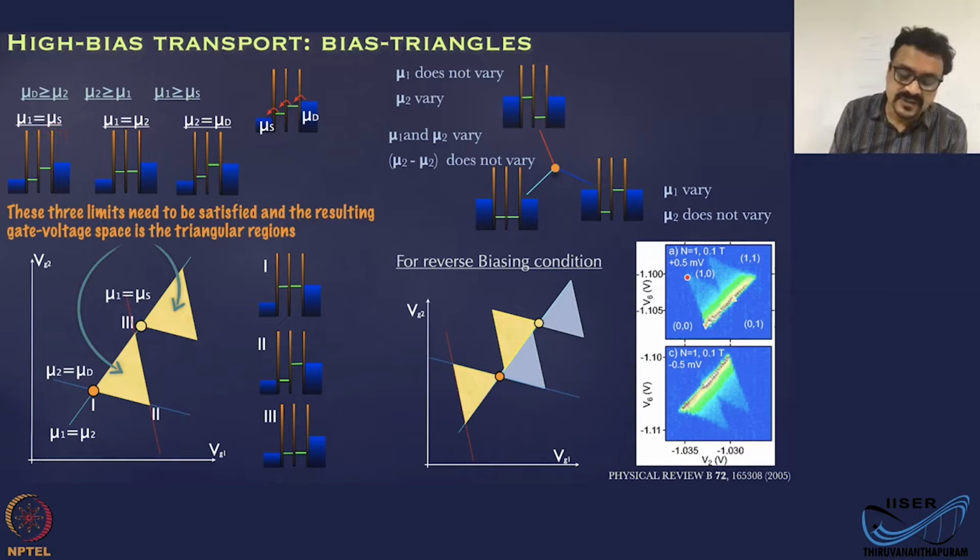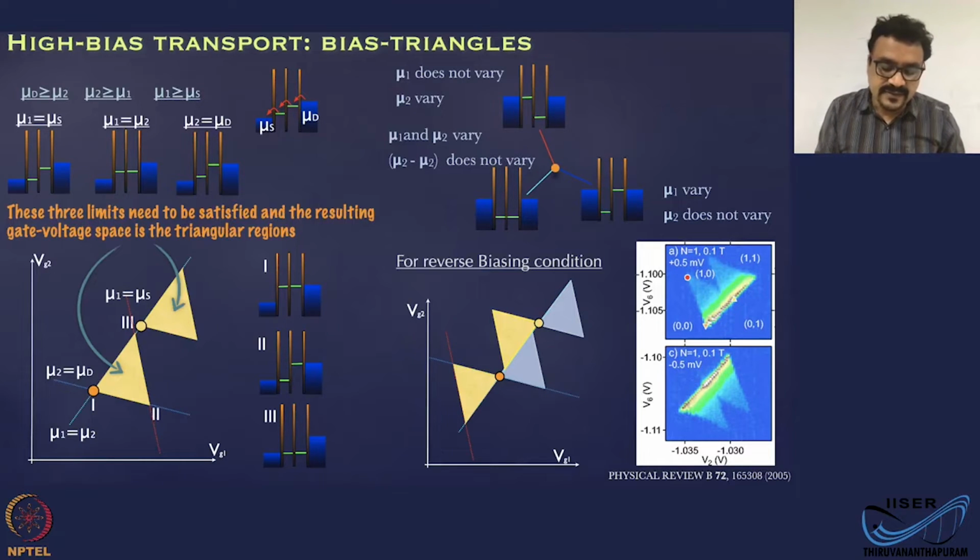The moment mu1 is less than mu s, what that means is this level is below the mu s, then the electron which is in that state is Coulomb blockaded, or that electron cannot go to the source side because these states are already full. There is no vacancy there. Similarly, mu2 should be more than mu1, then only the electron can go here. If mu2 is less than mu1, then that electron will get locked here. It cannot go here, it cannot go here. It is locked. That means dot 2 is in Coulomb blockade.